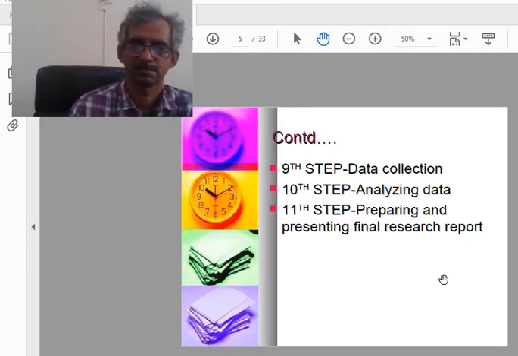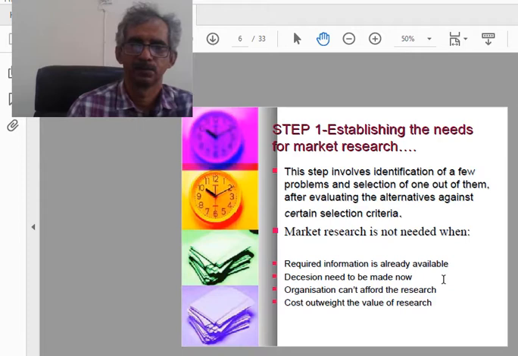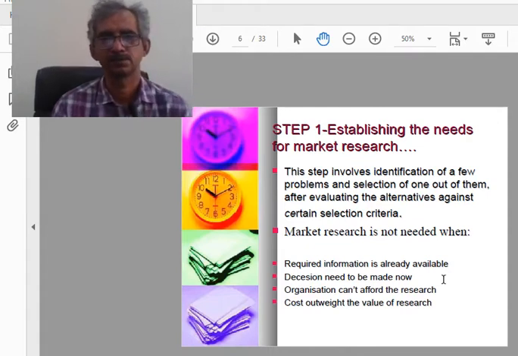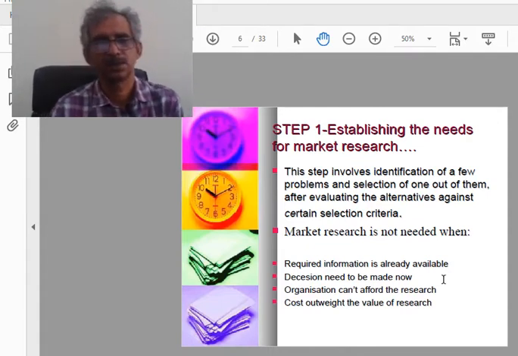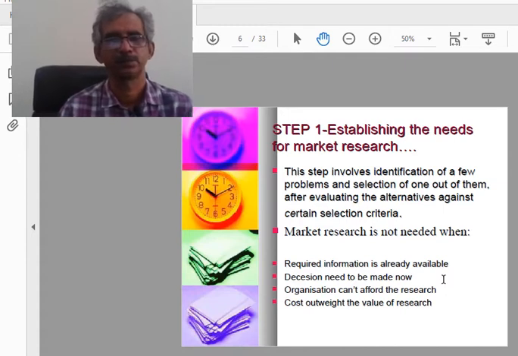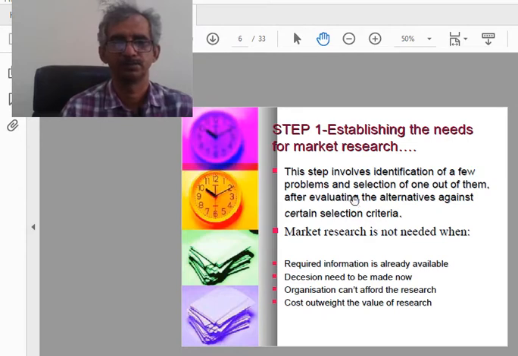Though in some lectures or some studies there are 8 steps, here in detail there are 11 steps involved in the research process. Though I have discussed all these in the previous lectures, I am giving you a short review of the first 3 steps. The first step involves identification of problems and selection of one out of them after evaluating the alternatives against certain selection criteria.